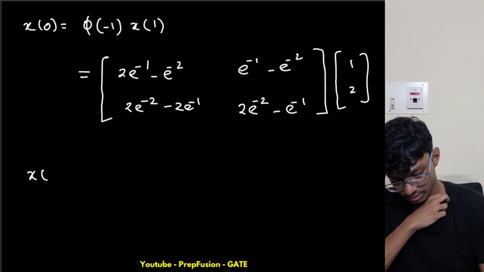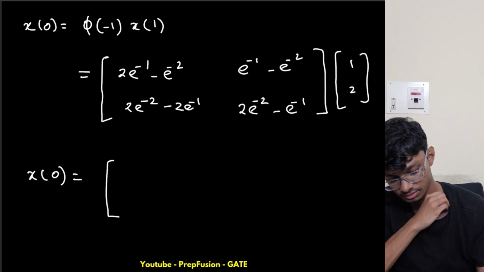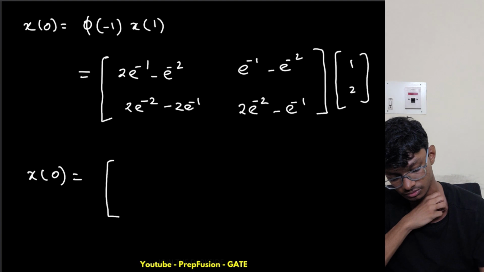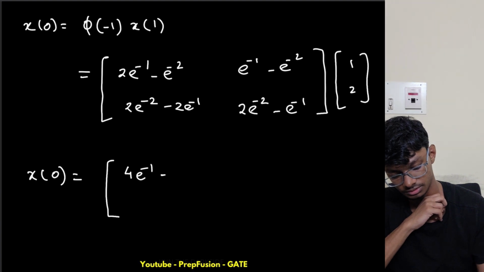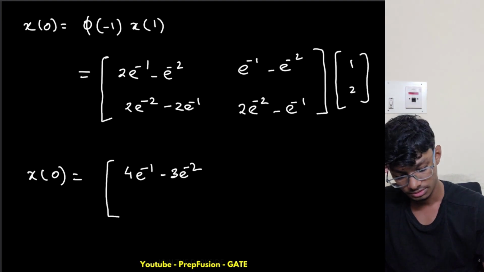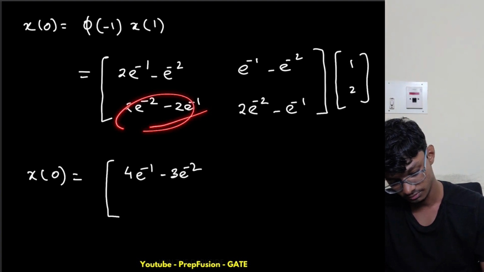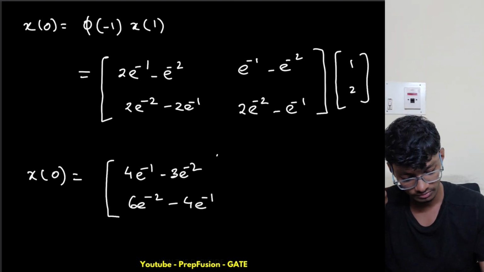So x of 0 simply will be equals to this 1 times 2, so this is e raised to power minus 1 minus 2, and this is 2, so this is basically 4 e raised to power minus 1. Okay, this is 1 and this is 2, fine. This is like 3 e raised to power minus 2. This is my first value. Now what is my second value? Second is this one, right? 2 times this, 2 minus 2, and this is like 2 only, so these are getting added. So this is 4 and this is 2, so I am getting 6 e raised to power minus 2, and this is minus 4 raised to minus 1. So you solve it like this.